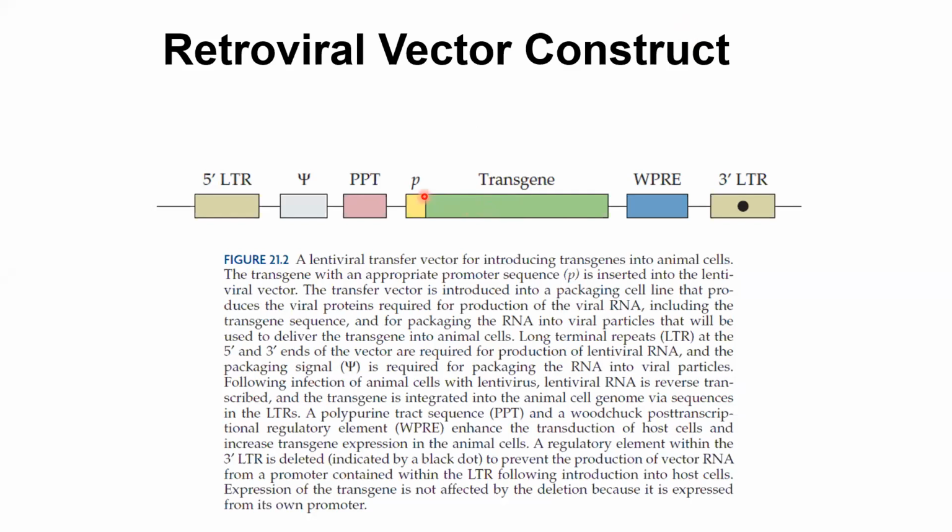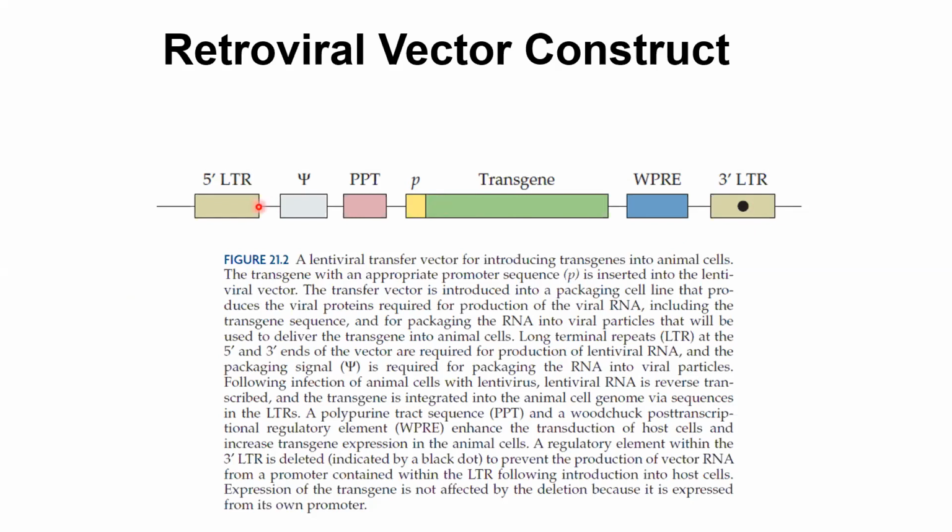Along with the transgene, a promoter is very important, because as we discussed, if the promoter is not functional and operational, this gene would not be expressed. So it's very important to have a proper promoter. And in this vector construct, you could also see a 3' LTR and a 5' LTR.